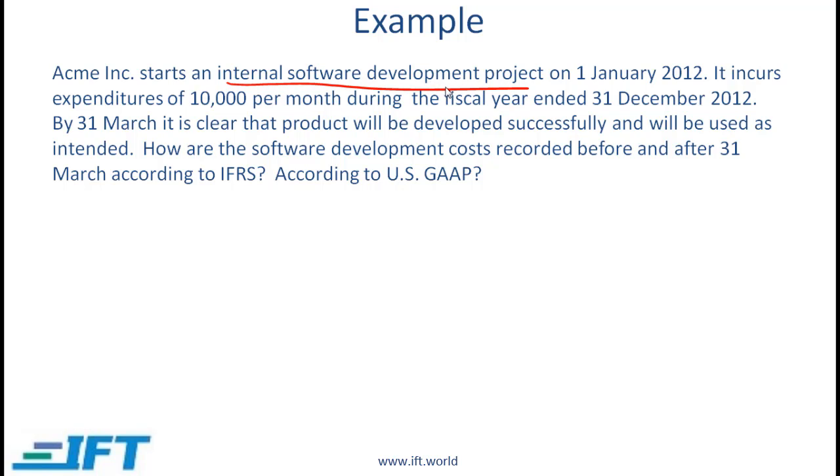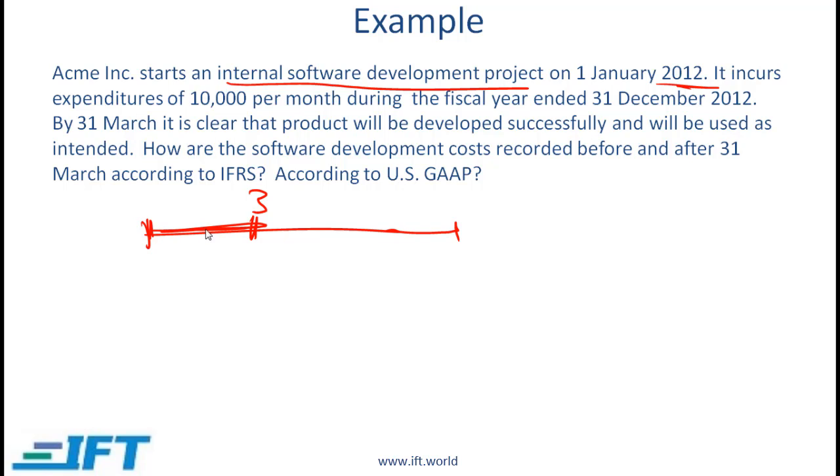So from the previous slide, this is the third category. The project starts on 1st January 2012, so that's the start of the year. It incurs expenditures of 10,000 per month during the fiscal year ended 31st December 2012. So the cost is being incurred throughout the year. By March 31st, so at the end of month 3, it is clear that the product will be developed successfully and will be used as intended.